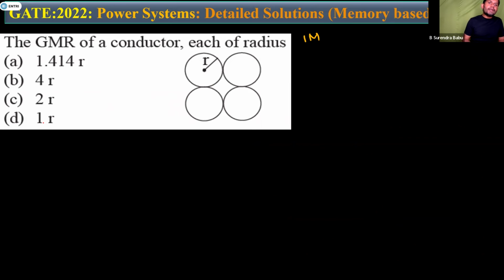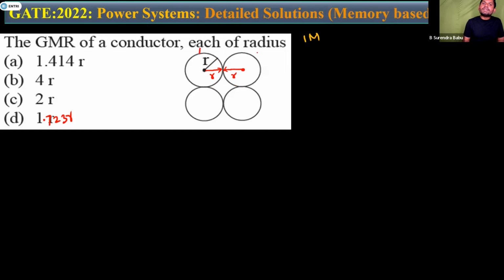Please correct this. It is 1.723 R. Okay, just a print mistake. Here we want to find the GMR of the conductor. If each conductor has a radius of R, it is a standard conductor. It's very simple. Yes, this is given as R squared. That means this is R, and each conductor radius is R.